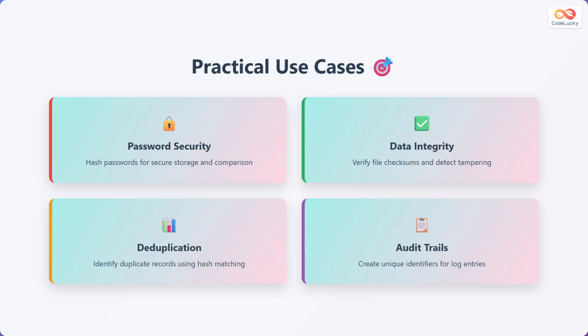SHA256 has numerous practical applications in data security and analysis. For password security, it enables secure storage and comparison of user credentials without storing actual passwords. In data integrity scenarios, you can verify file checksums and detect any unauthorized tampering or corruption. For deduplication purposes, SHA256 helps identify duplicate records by comparing hash values rather than entire datasets, which is much more efficient. In audit trail scenarios, you can create unique identifiers for log entries, enabling better tracking and correlation of events across your security infrastructure.